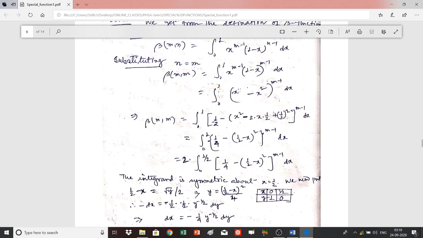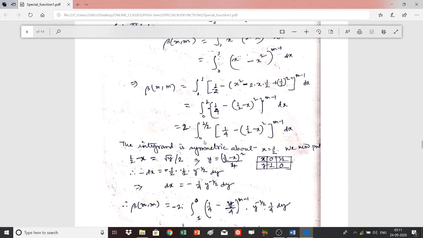So this can be written as, just do it. That will be integral 0 to 1 of 1/4 minus, it can be written as, half minus x whole square, to the power m minus 1 dx. So that is equal to 2 into integral 0 to half, because obviously the limit of integration is 0 to 1, and then 1/4 minus half minus x whole square, to the power m minus 1. Okay, you can write it.